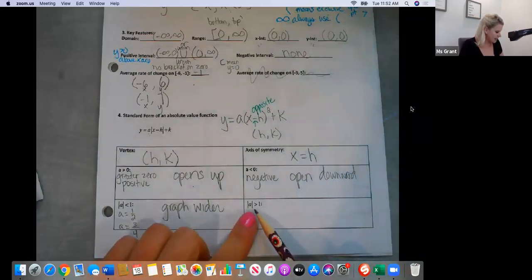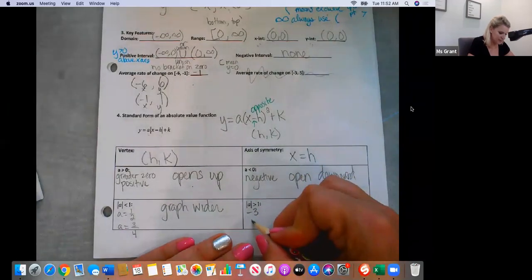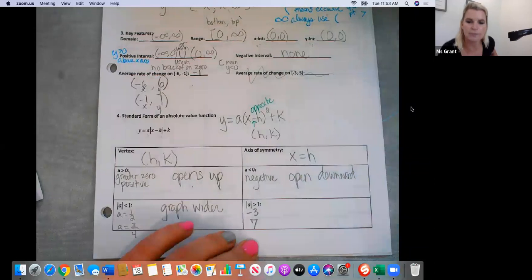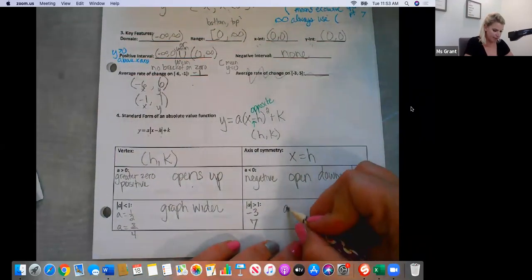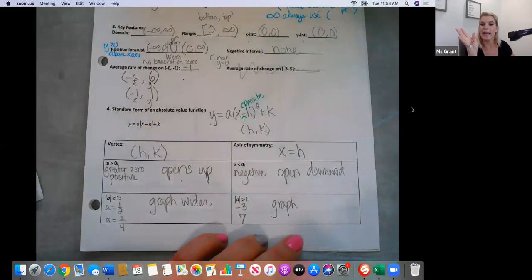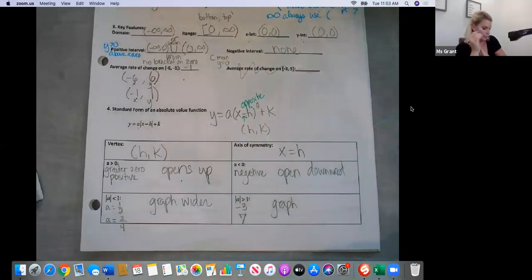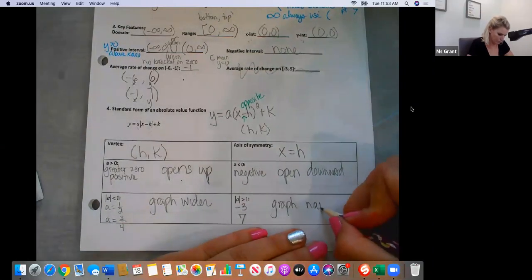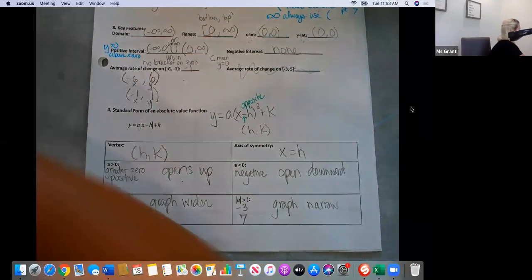Okay, when my A is a large number, it could be negative or positive. What if A was -3, or what if A was 7? I'm just looking at the number, the absolute value. 3, 7. What's gonna happen to my graph? If it doesn't get wider, it gets, Caitlin. It gets bigger? I mean, smaller? Narrower. Okay. Good. Okay.